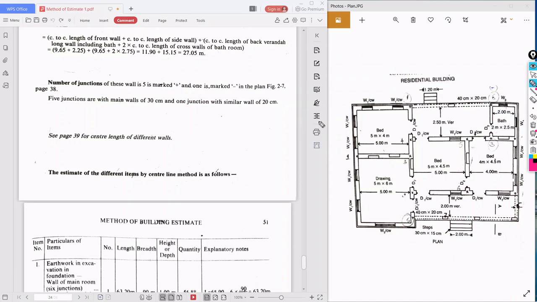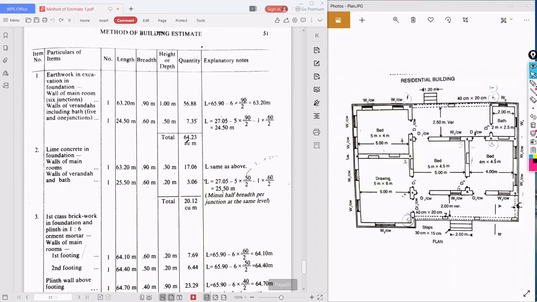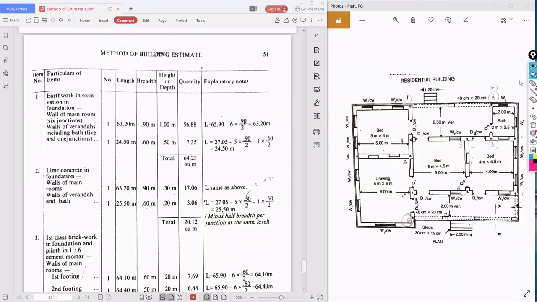We will follow the tabular column. Okay, once the tabular column is ready, see here, tabular column is ready. So what is the first item number? Earthwork in excavation in foundation. So here first we have to take, first point is what? 30 centimeter wall, you can write like this also, and second one is 20 centimeter wall or wall of main rooms. Okay, wall of verandas.